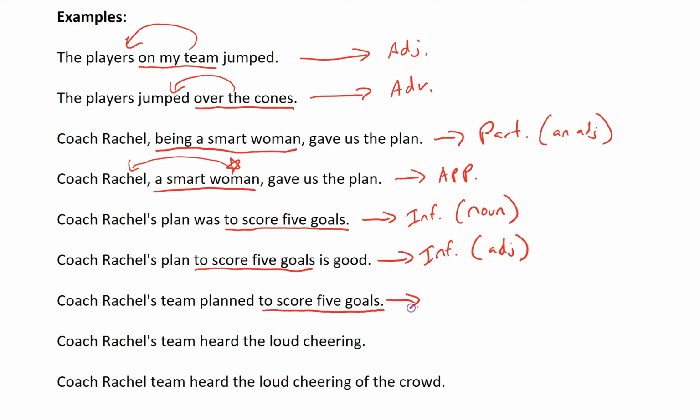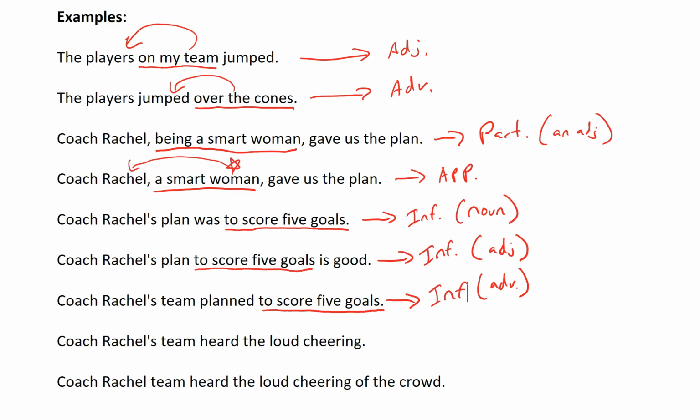And finally, this last one, Coach Rachel's team planned to score 5 goals. Well, this infinitive phrase seems to be telling me about how the planning happened. It's describing planned, and those kind of words are called adverbs. So, again, these are all infinitive phrases, but they each can act differently.